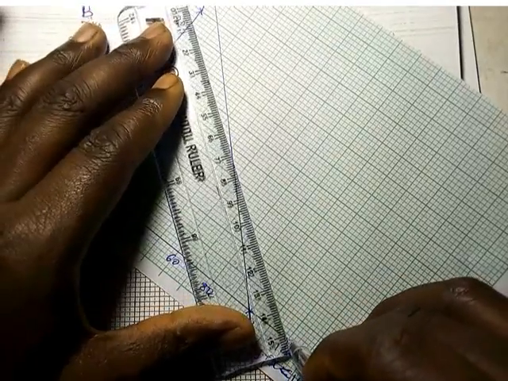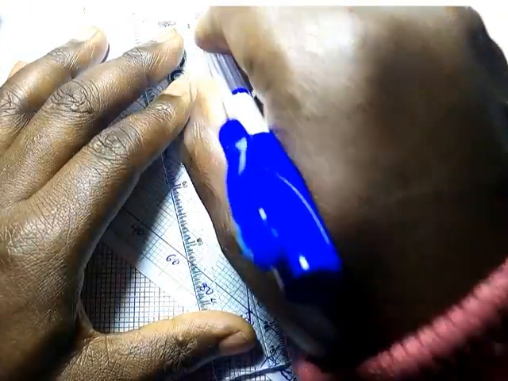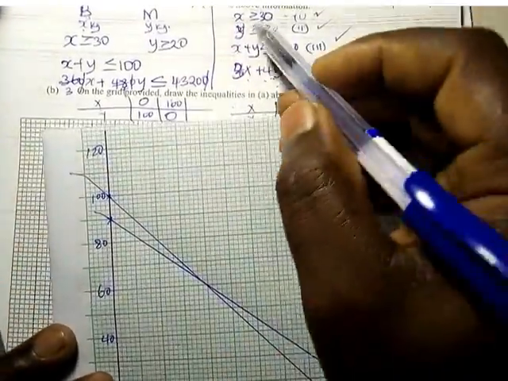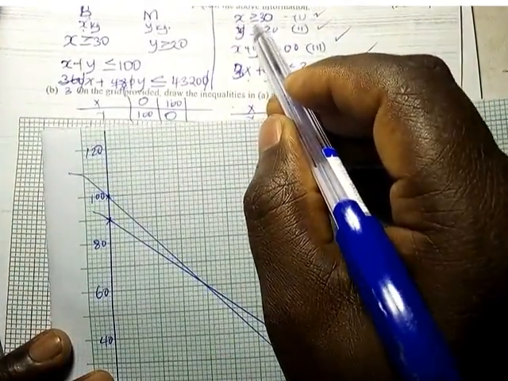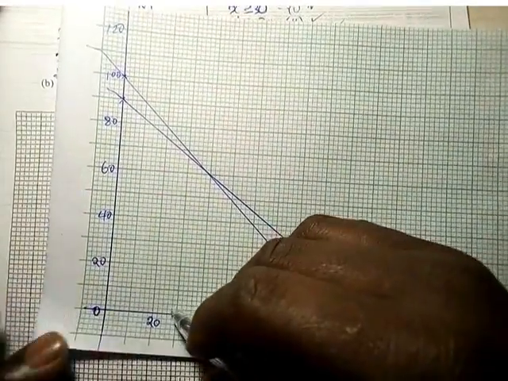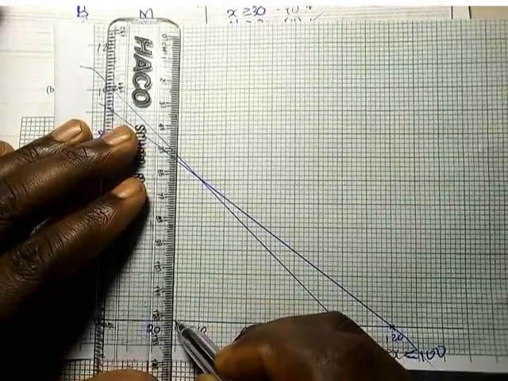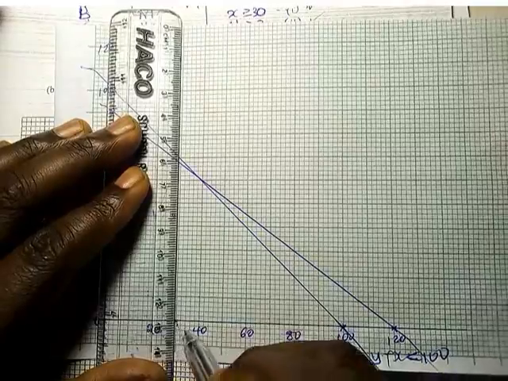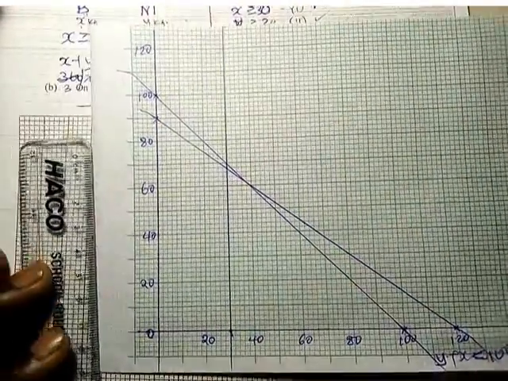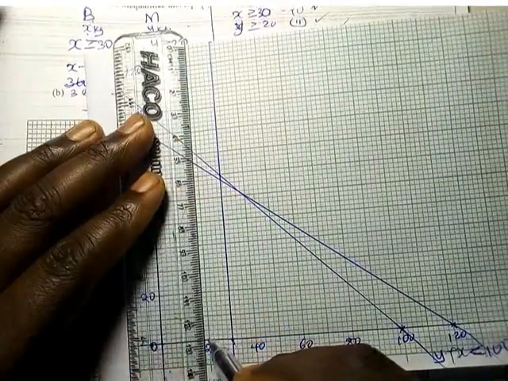No, sorry, this one. And then now we have these two lines: x is greater than or equal to 30. So where do we have 30? That is here. So you draw a line here at x is equal to 30. Right? Another line is x is equal to 20.